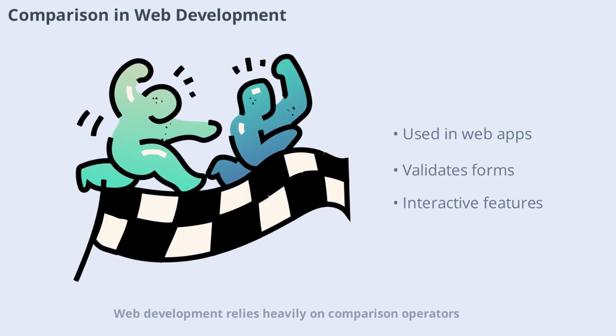Web development relies heavily on comparison operators. Whether you're building forms, validating input, or creating interactive features, these operators help your code make decisions. They are used in almost every part of a web application, from user authentication to displaying content based on conditions.